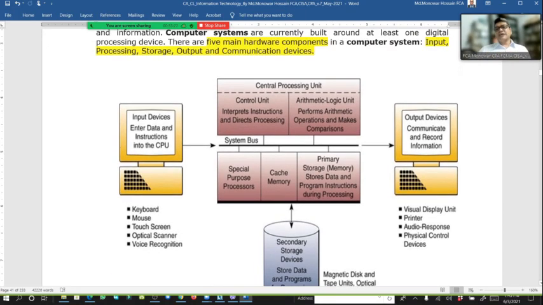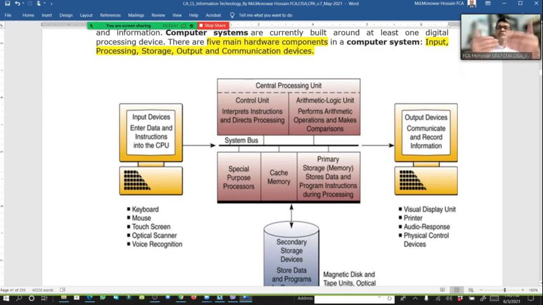And if we see the output, this is the output. The output device communicates and records information. How can we take the output? We can see it on our monitor. It's also an output. The monitor is both an input and output device.